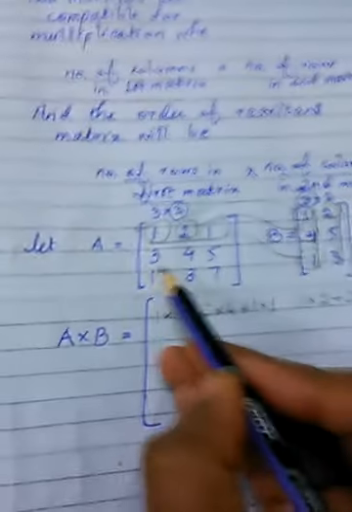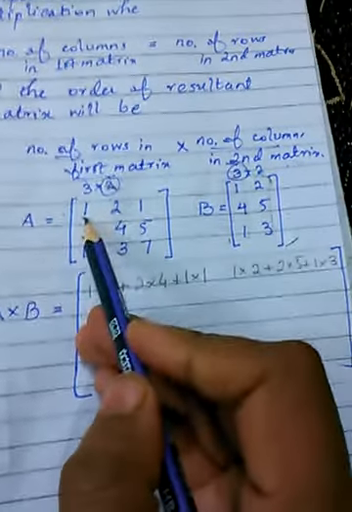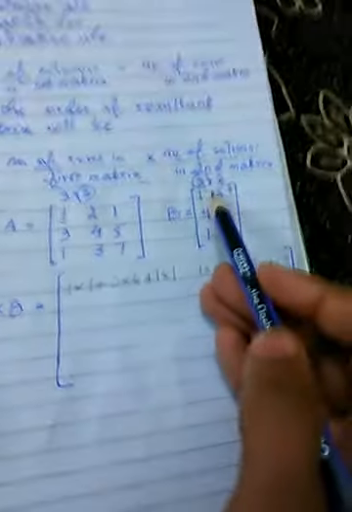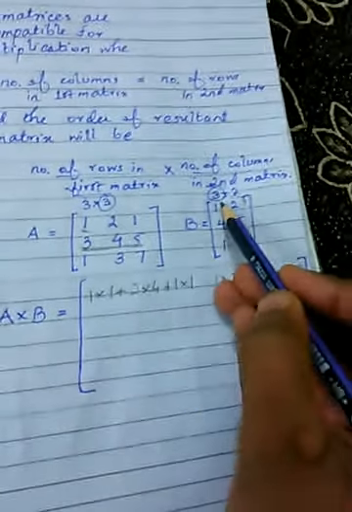Likewise, second row. As we multiplied our first row with each column, likewise we will multiply the second row with each column: second row with first column, second row with second column.